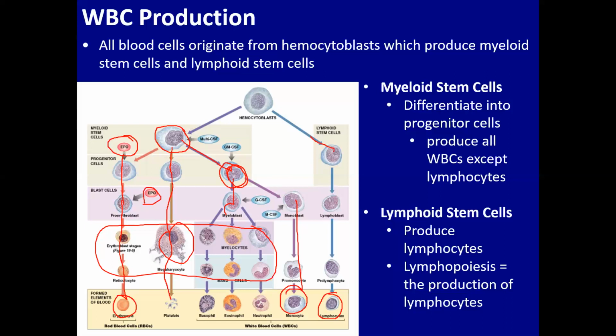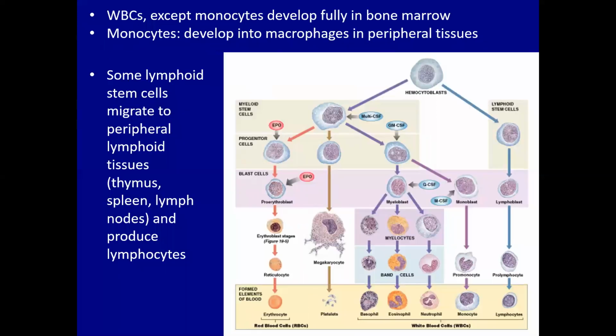And again, you have a lymphoid stem cell that becomes an immature cell, a blast cell. Then it goes through the process and it becomes a lymphocyte, right? So we have lymphopoiesis that allows for the making of lymphocytes. Erythropoiesis allows for the making of red blood cells. As we've said, everything except monocytes and lymphocytes develop in the bone marrow.